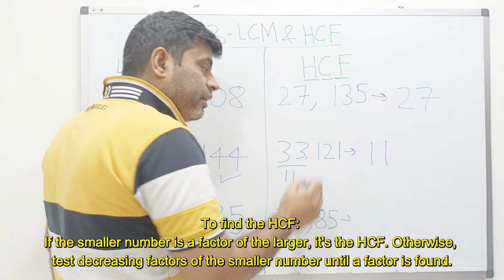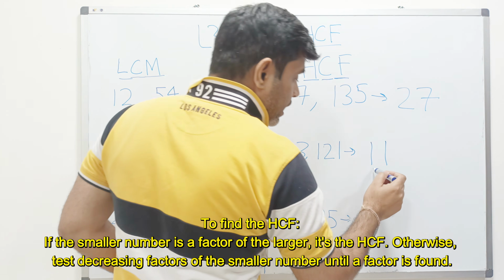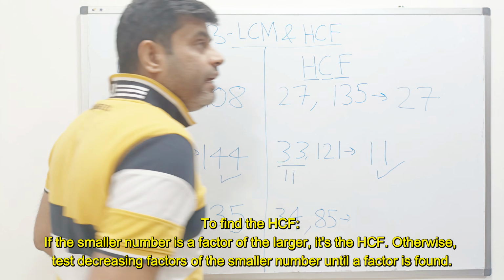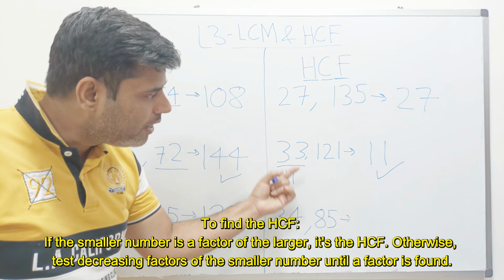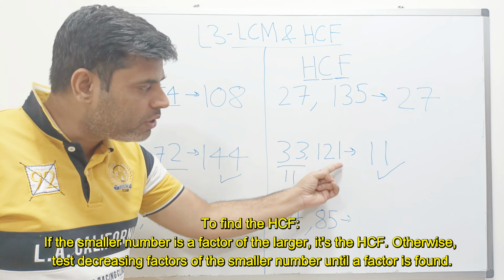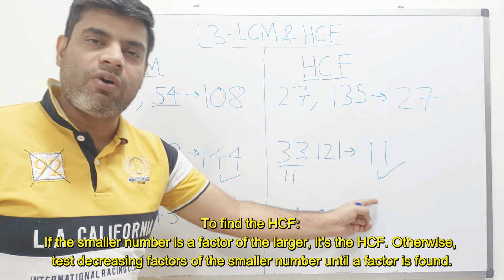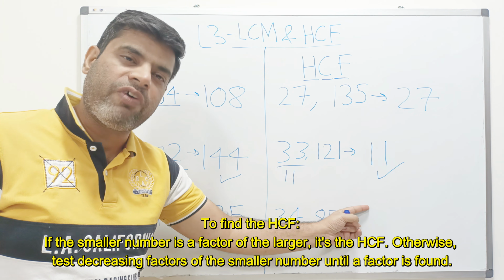Is 11 a factor of 121? Yes, because 11 multiplied by 10 is 110 and 11 multiplied by 11 is 121. That's why 11 is a factor of both the numbers and it is the highest factor of both the numbers, or the highest common factor.